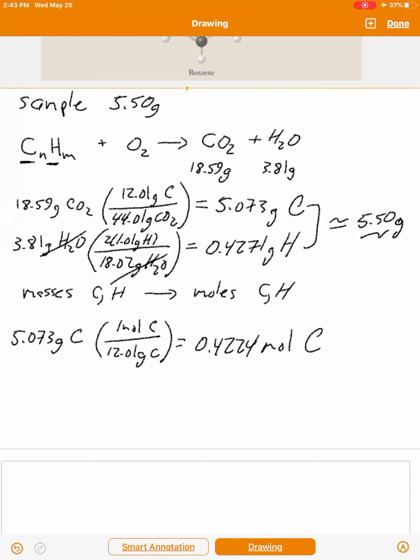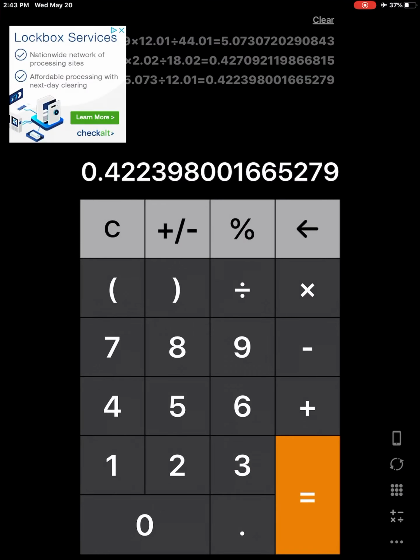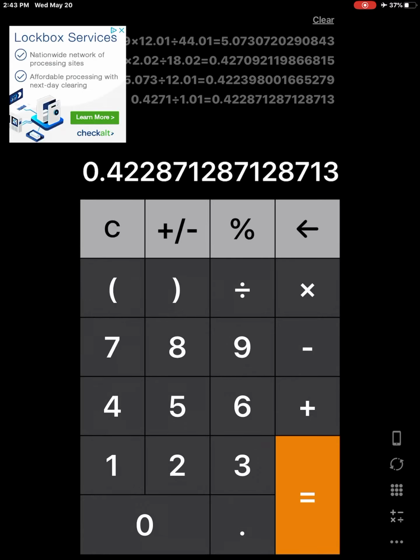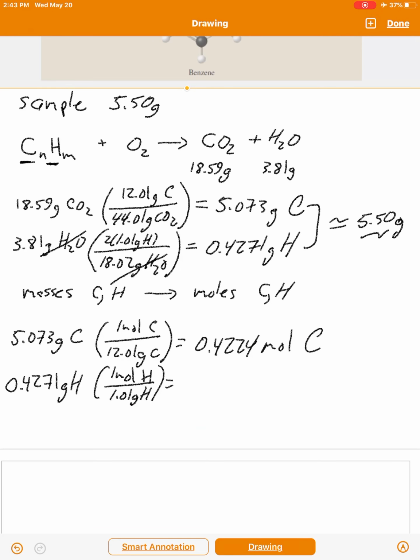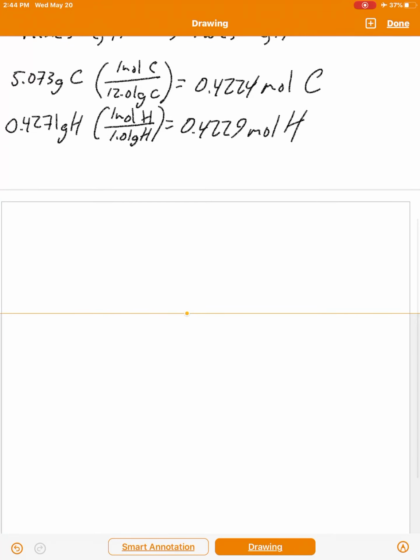Okay, now we do the same thing for hydrogen. The mass of the hydrogen was 0.4271. We're going to convert that to moles. 0.4271 divided by 1.01 is 0.4229. Now, if you look at those two number of moles, they're pretty much the same. They're very close to each other. Ratio, it looks like it's about a ratio of 1 to 1.